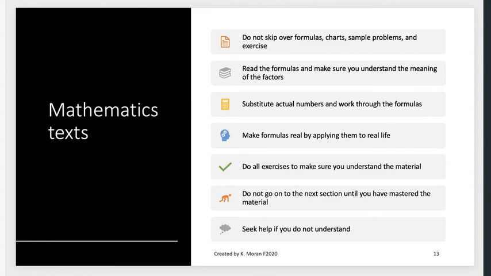And finally, if you're really having difficulty, seek help. You can ask one of your fellow classmates for help. You could also ask your professor for help. And finally, you can go to the student success office because they have math tutors there and they can help you. If you are doing this course remotely, you can access the student success services online and also get online help.